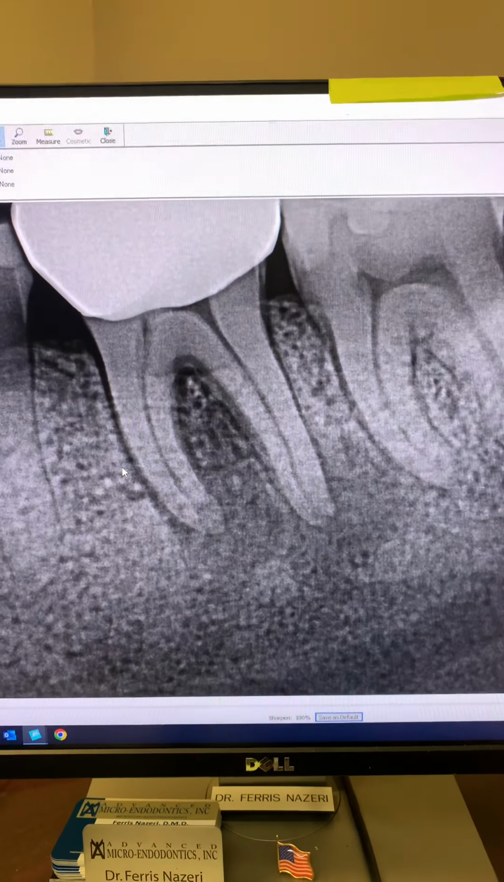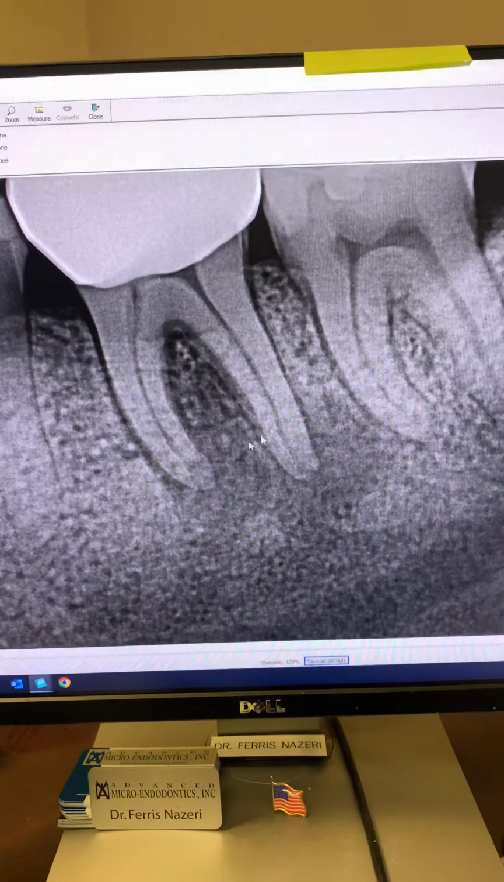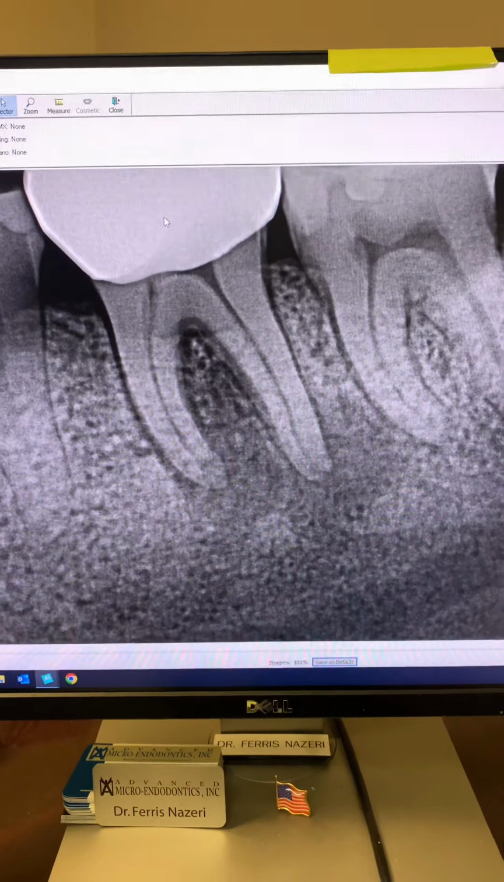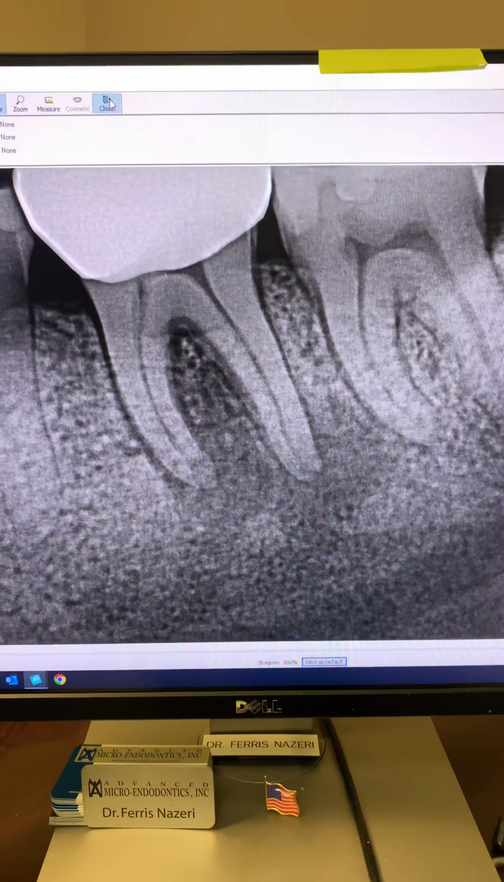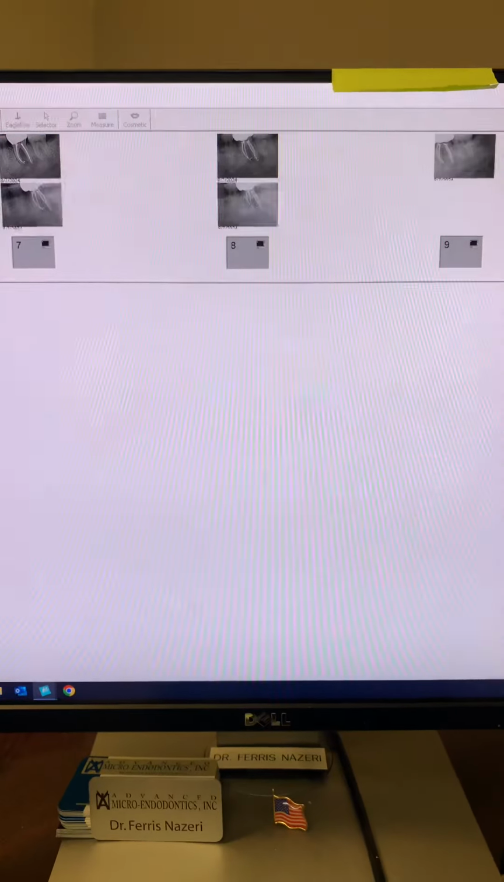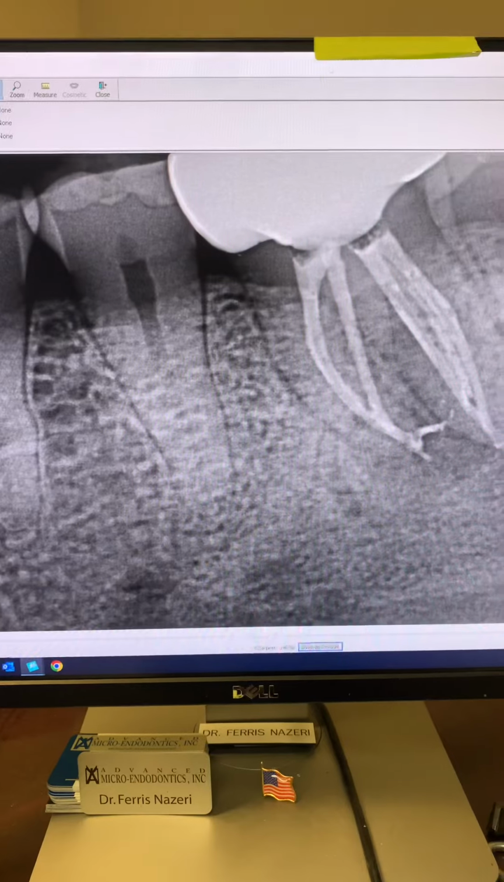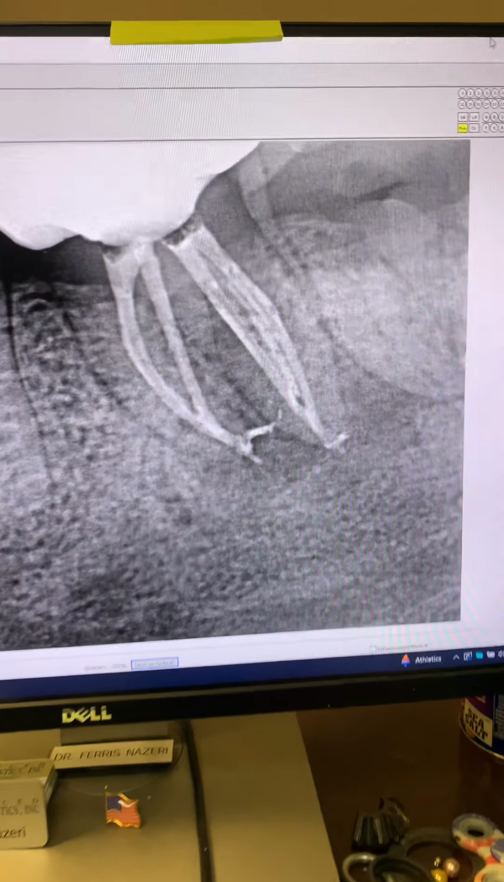So we went over options with the patient, and of course the patient wanted to see if we could save the tooth, and that's what we did today. Went through the porcelain crown and did this root canal for this patient in one appointment. And take a look. And here's the post-op.